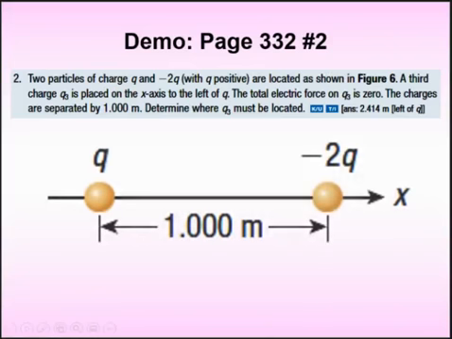Sorry, here is figure 6. There we go. A third charge, Q3, is placed on the x-axis to the left of Q. So to the left of this one. So where is it going to be? Right here, exactly, on this left side. The total electric force on Q3 is how much?